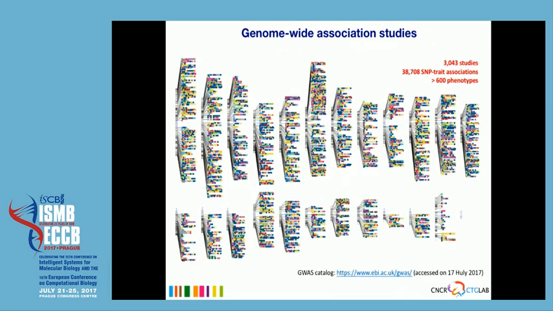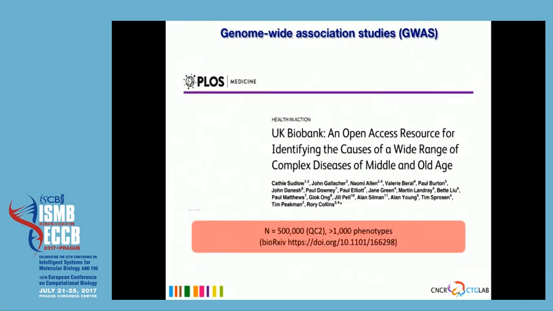We've been performing GWAS for the last decade, and nowadays in the GWAS catalog we have more than 3,000 studies, including more than 38,000 unique SNP-trait associations for over 600 phenotypes. So we have a lot of risk loci all over the genome. However, especially for complex traits, which are highly polygenic, we know that the association of single SNPs is very weak. To detect those effects, we need a much larger sample size.